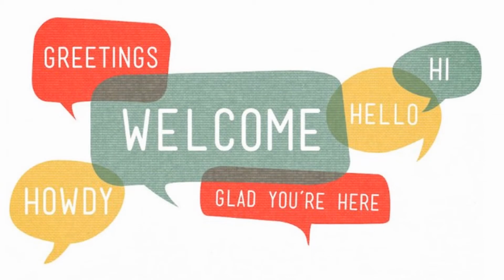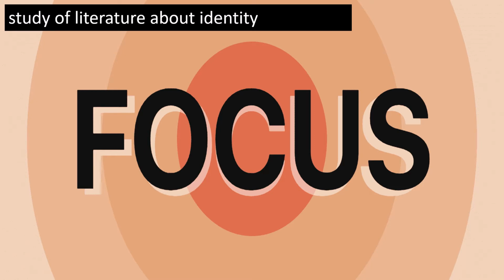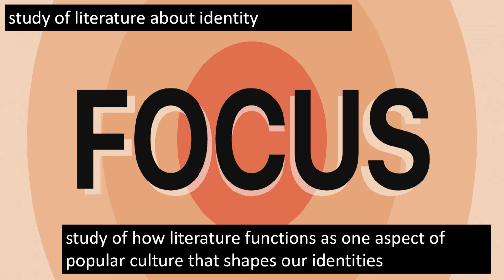The purpose of this video is to give you an idea of which aspects of both literature and identity we will be examining in this course, as well as the different ways of analyzing and interpreting literature that this course will introduce you to. The English 120 course involves both the study of literature about identity and the study of how literature functions as one of several aspects of popular culture that help to shape our identities in terms of how we understand, make sense of, and express them.